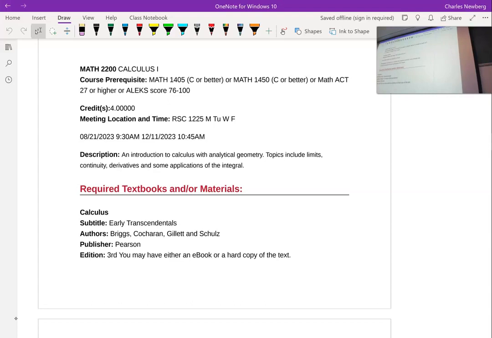So either an ebook or a hard copy. Anybody have the ebook, just out of curiosity? How much was the ebook? 40 for one semester though. How much was the hard copy? A lot.